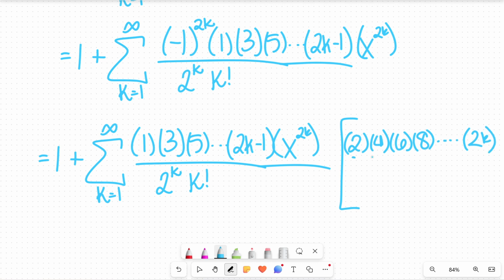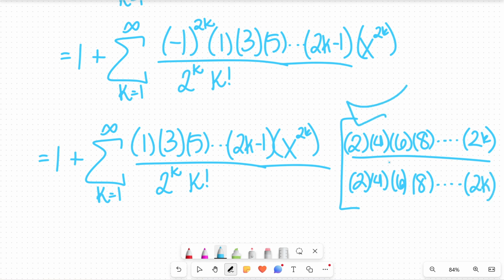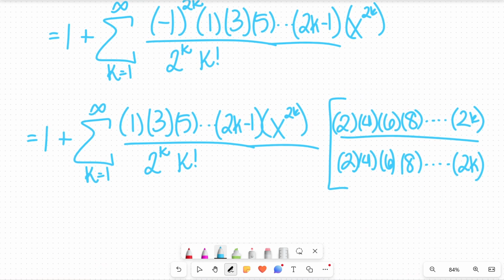Now the reason I'm able to do this is because I'm going to do the exact same thing in the denominator. This is equal to 1, so that's why I am allowed to do this. I can multiply by 1 and I still have exactly the same thing. Now in the numerator of the summation, I have 1 times 2 times 3 times 4 times 5 all the way up.